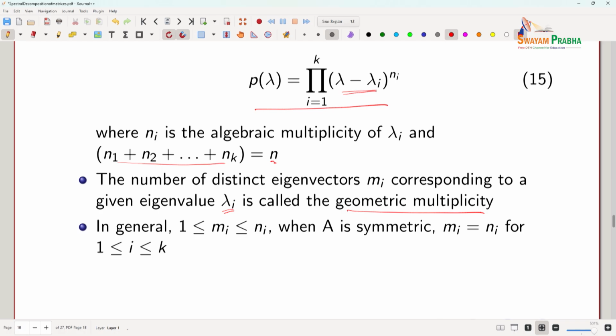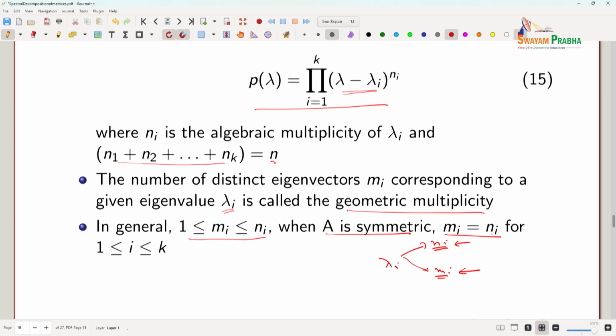So, let us say lambda is an eigenvalue of algebraic multiplicity Ni. It has Mi distinct eigenvectors corresponding to it. This is called the geometric multiplicity, and this is called the algebraic multiplicity. In general, the geometric multiplicity is less than or equal to the algebraic multiplicity. But when A is symmetric, the geometric multiplicity is equal to the algebraic multiplicity.